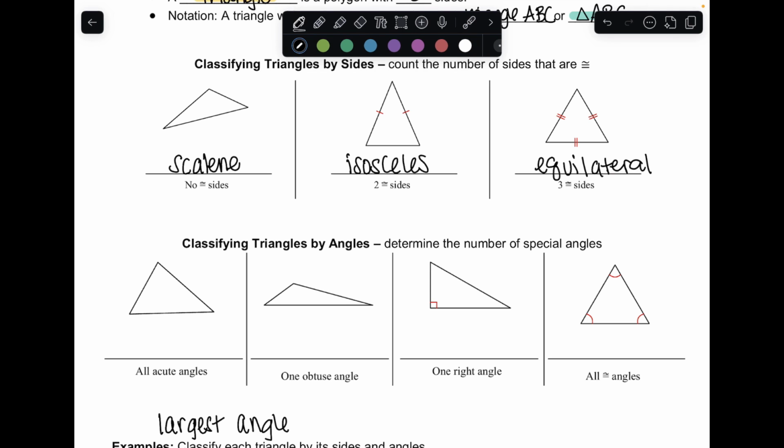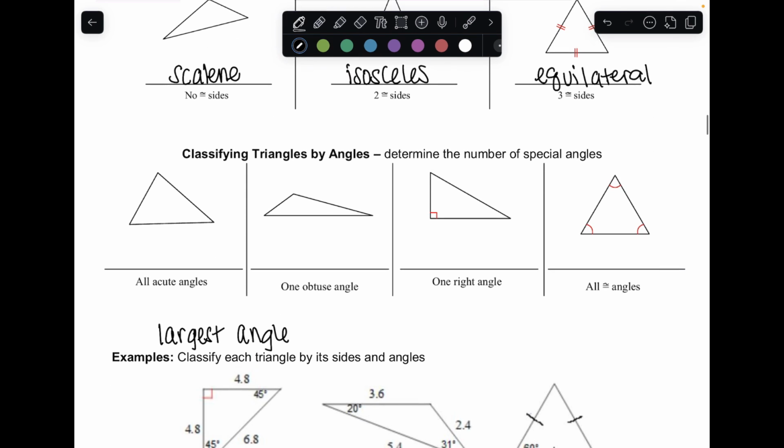We can also classify triangles by angles. We can either count the number of special angles, or an easier trick is just looking at the largest angle.